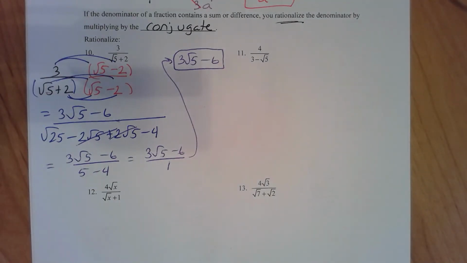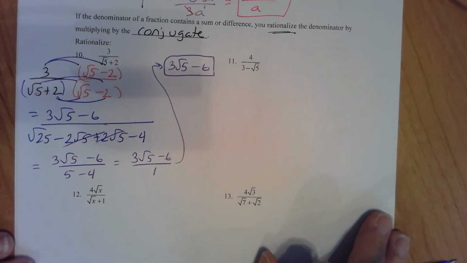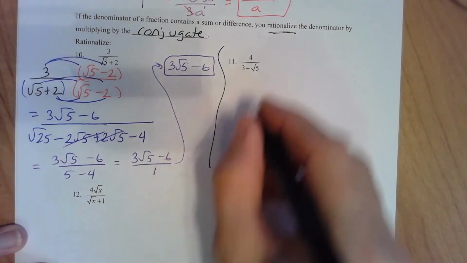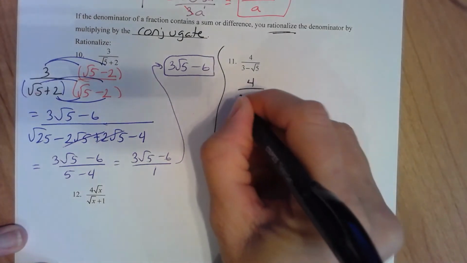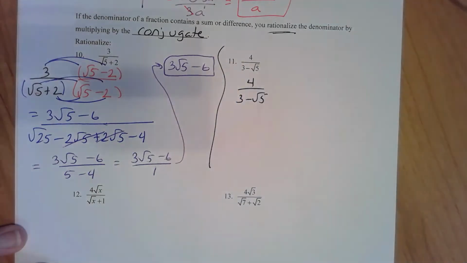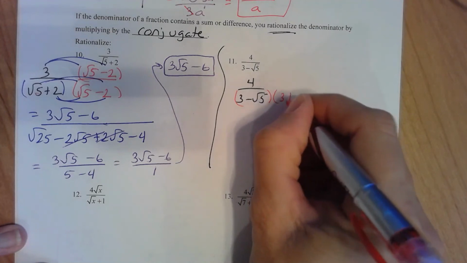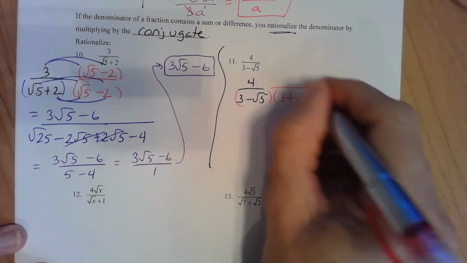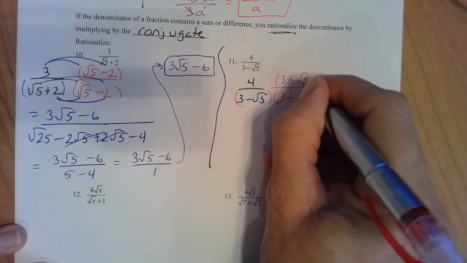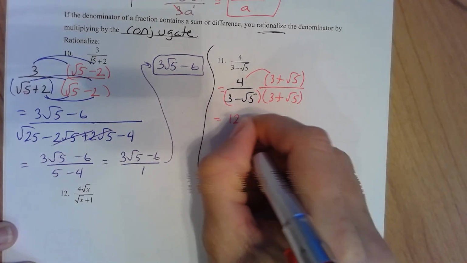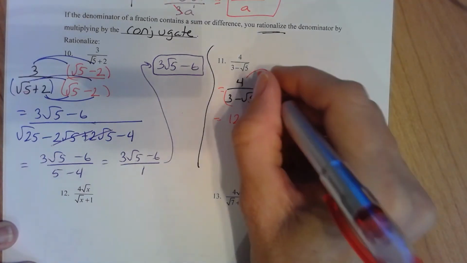So when you have a binomial in the denominator, multiply by the conjugate. So on number 11, we have 4 over 3 minus the square root of 5. So what do we need to multiply by? Well, we need to multiply by 3 plus the square root of 5. And whatever we do to the bottom, we do to the top. So I'll give you 12.